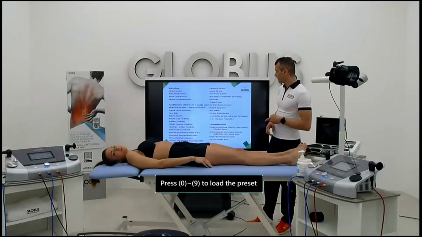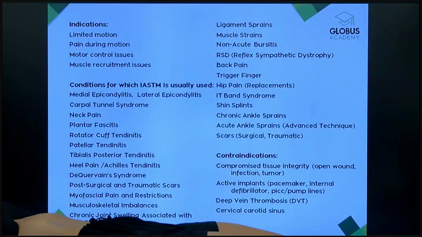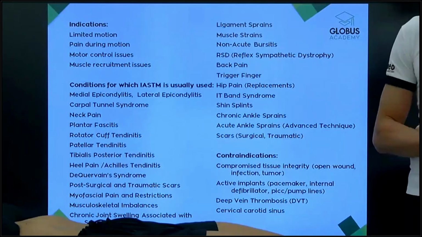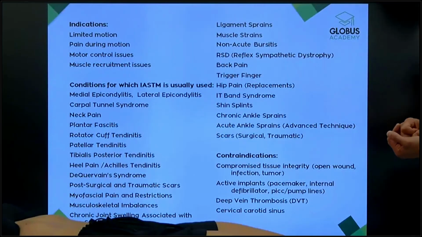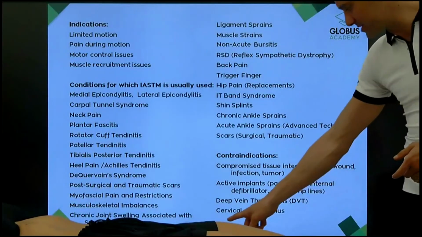Are there any contraindications? Yes, there are. Not so many, actually, like compromised tissue. So we need to have integrity of the tissue, no open wound or infection or tumors. Of course, if there is any pacemaker or some electrical implants under the skin, we don't have to do any direct mechanical treatment over there. And of course, deep vein thrombosis, but maybe we can work around that area, but not directly on the affected vein. And keep in mind the cervical carotid sinus.